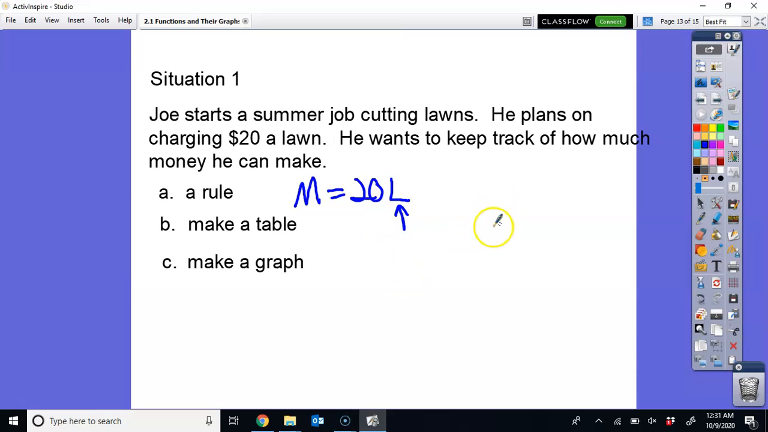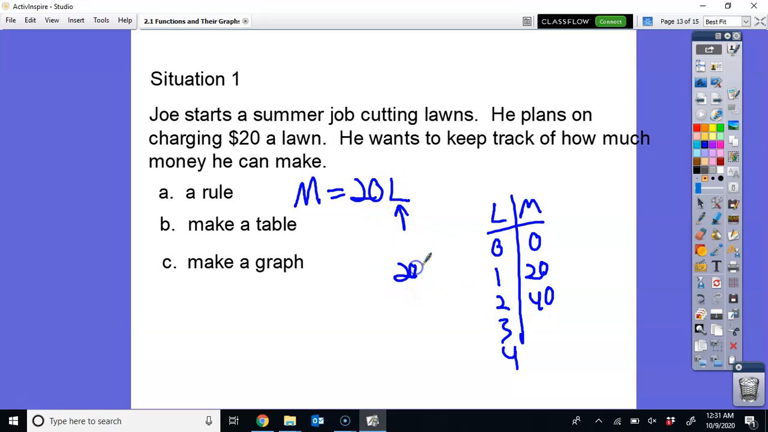So what we're going to be doing is learning how to use this concept of making a table of values, plugging in things like 0, 1, 2, 3, and 4. 0 lawns, he makes $0. 1 lawn, he makes $20. 2 lawns, he makes $40. Because I'm plugging that in and doing the math, because that's what a function does. A function has some type of relationship that tells me his money is going to be $20 times the number of lawns that he cuts. And then we're going to take that and we're going to make a graph with it.